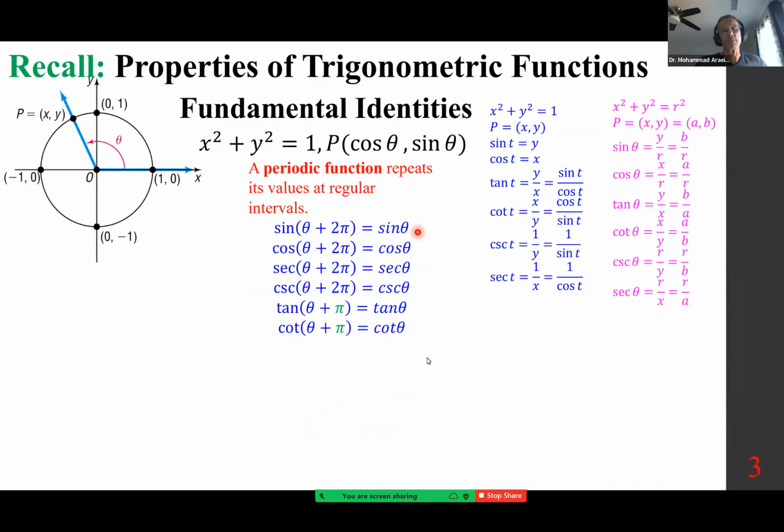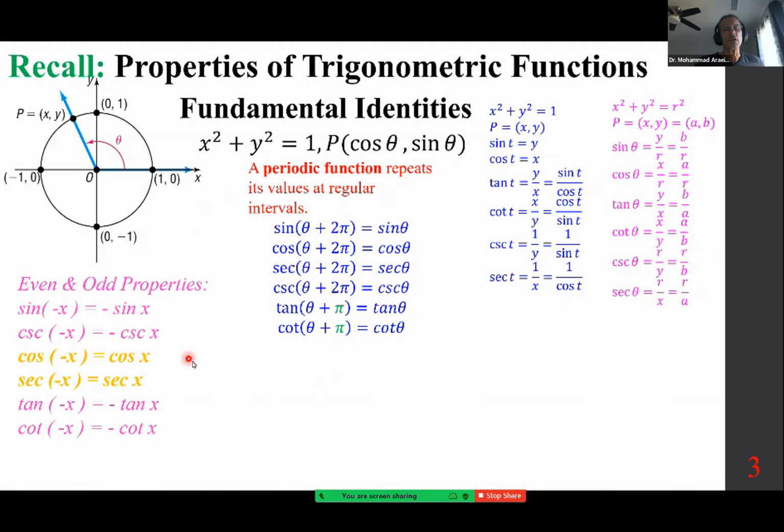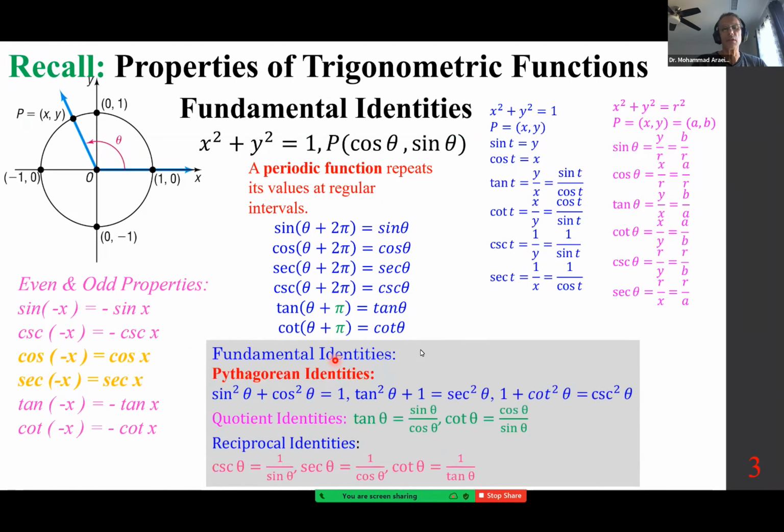Every trigonometric function is periodic with a period of 2 pi, except tangent, and with that goes cotangent, which is pi. So T is 2 pi for all of them, except tangent and cotangent, where T is pi. Every trigonometric function is an odd function except cosine, which is an even function, and with that goes secant. Fundamental identities are extremely important: Pythagorean identities, quotient identities, and reciprocal identities.